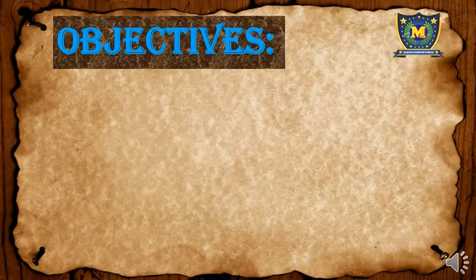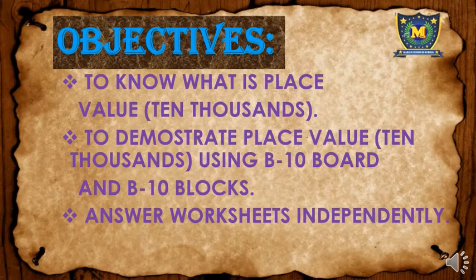Objective. At the end of this lesson, you will be able to know what place value 10,000s is, and you will be able to demonstrate place value 10,000s using the beaten board and beaten blocks. Then you can answer worksheets independently.